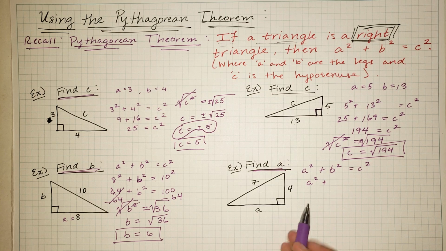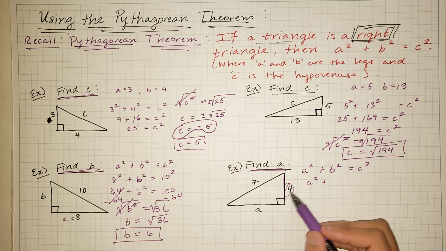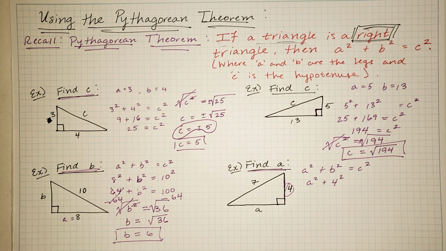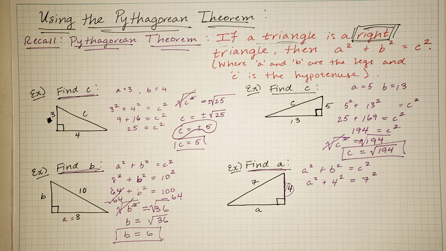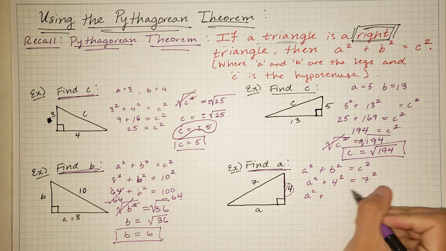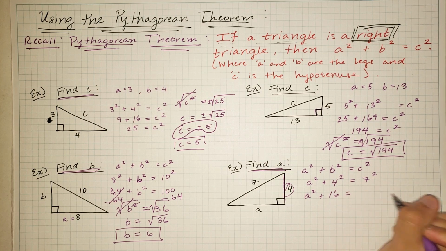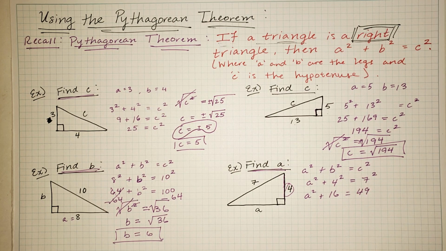Plus b, we do know. b is this leg here, which we do know is 4. So instead of b squared, we can plug in 4 squared. And then after that, we know c is 7. So for c squared, we're going to do 7 squared. Now we can do some more simplification, and we'll get a squared plus 4 squared is 4 times 4, which is 16, equals 7 squared, which is 7 times 7, which is 49, right?